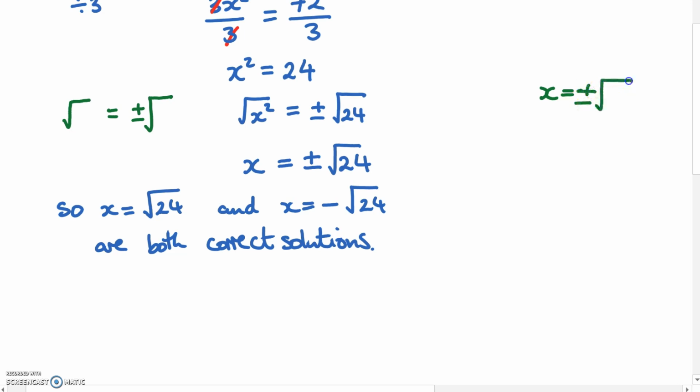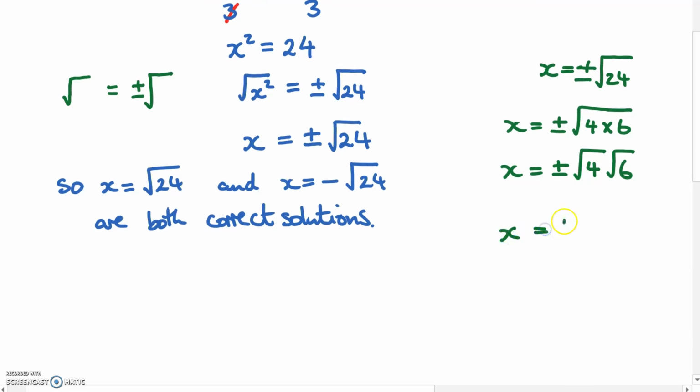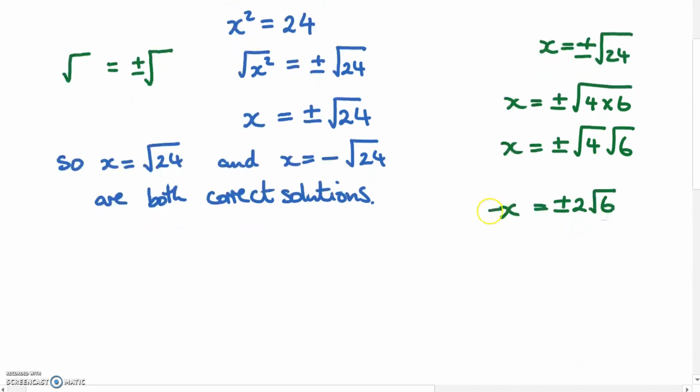But plus or minus square root of 24. The square root of 24: 24 has factors 4 times 6. So you can write 24 as 4 times 6, and then you can split up those square roots: the square root of 4 times the square root of 6. So x is equal to plus or minus 2 times the square root of 6.